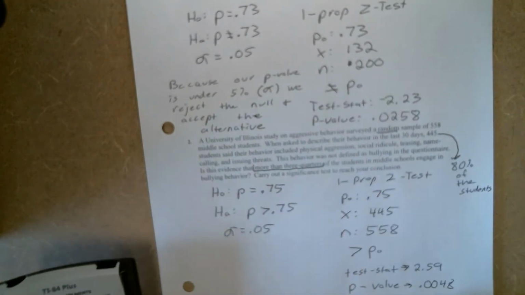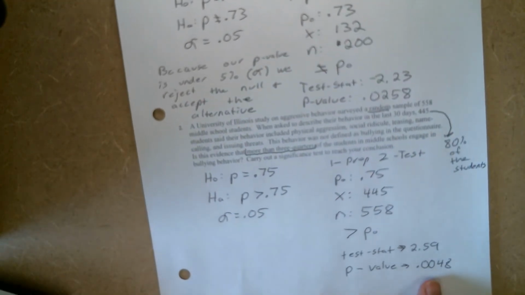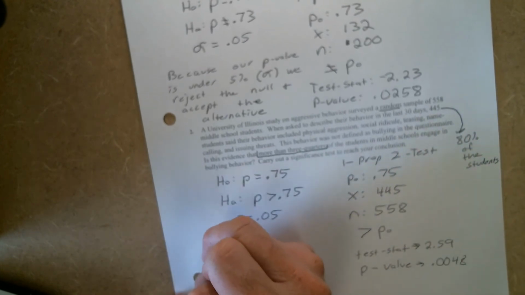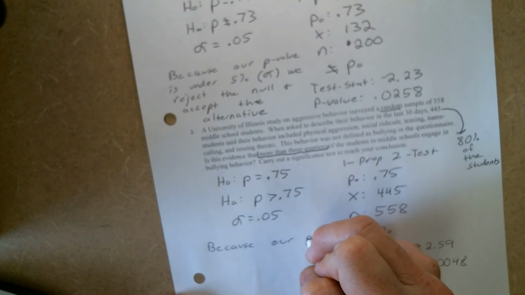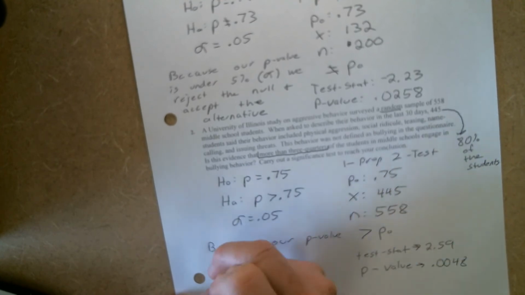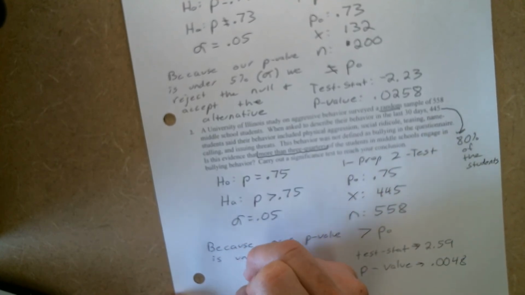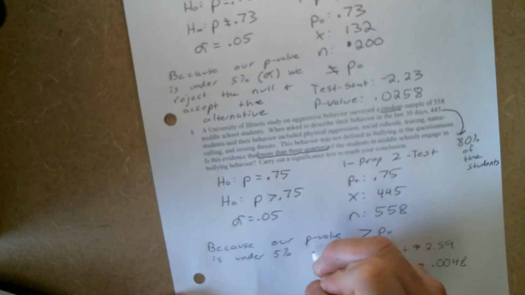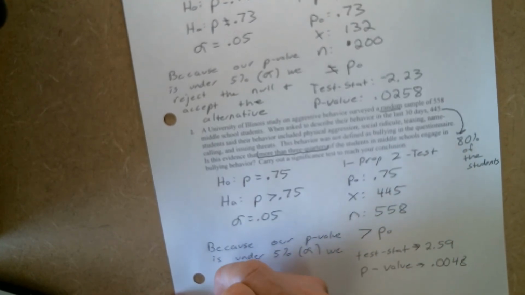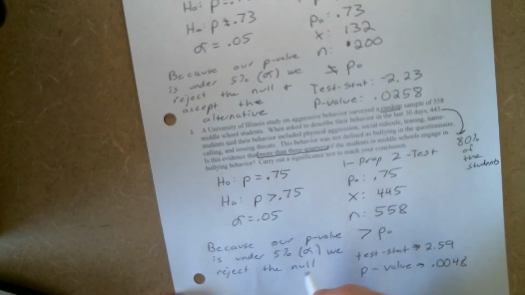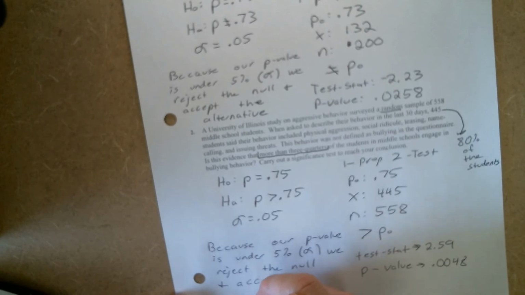Now, based on our p-value, because our p-value is under 5%, which again is our alpha, we reject the null and accept the alternative.